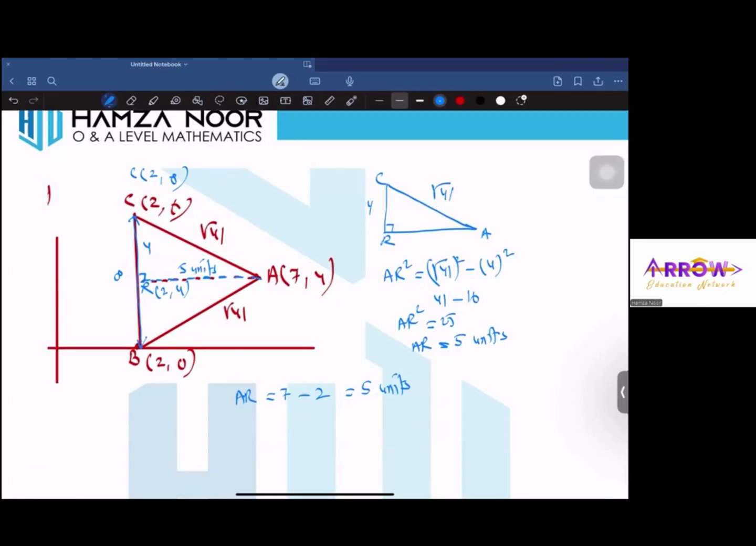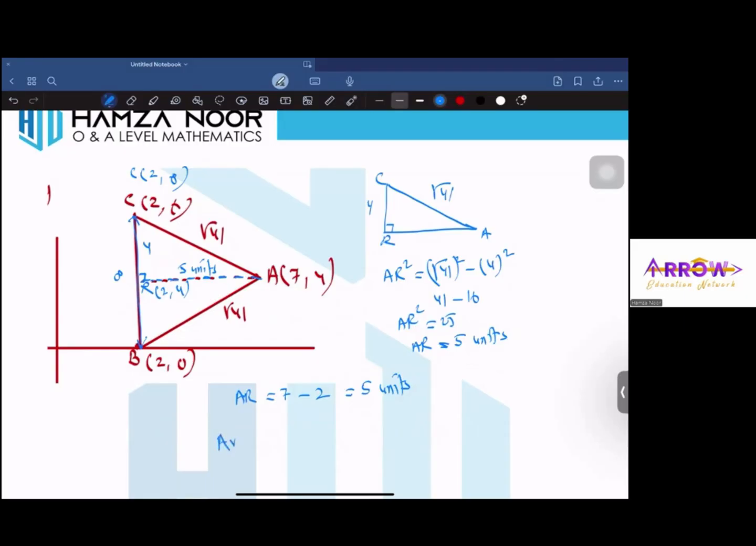I just realized that this was a horizontal line. So after obtaining AR equal to 5 units, I saw that you can find the length of AR this way as well because it is a horizontal line. All right. So the length of AR is 5 units. Okay, so we have obtained the height of the triangle.